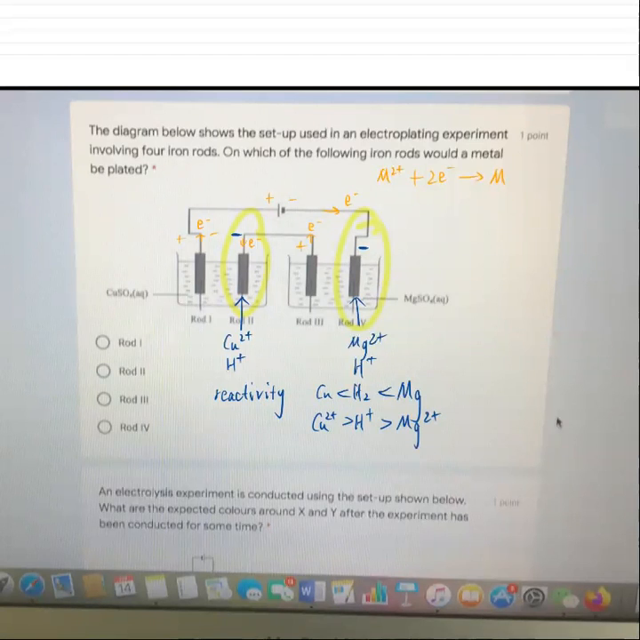So any question for this one? Can we move on? Hi. Yes.